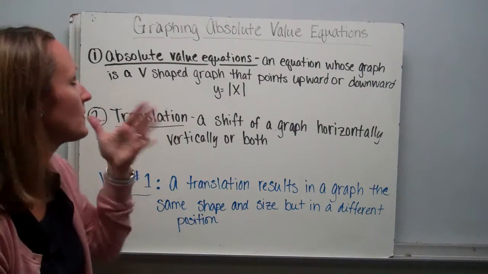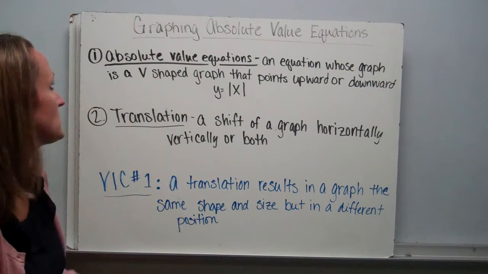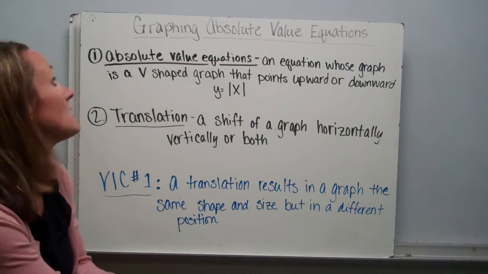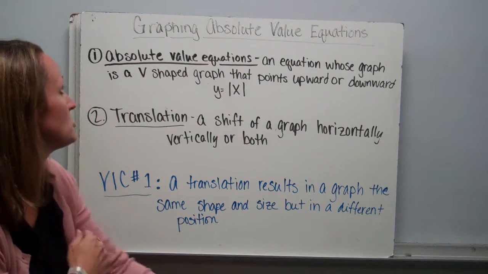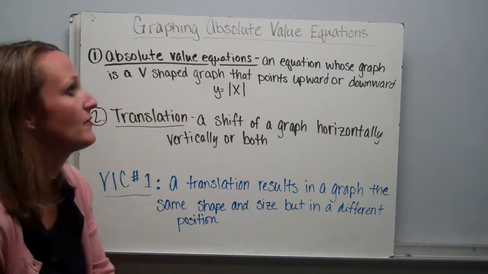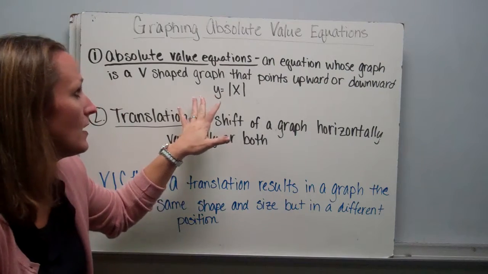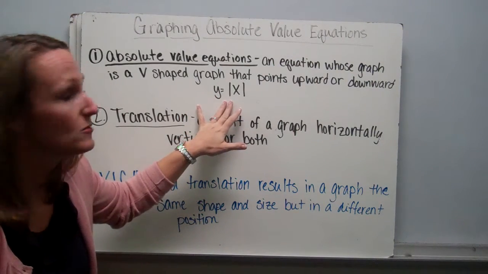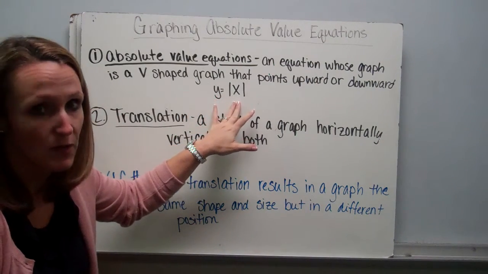In this video we're going to talk about graphing absolute value equations. So let's do some definitions. An absolute value equation is an equation whose graph is a V-shaped graph that points upward or downward. The basic function rule of absolute value is y equals the absolute value of x.